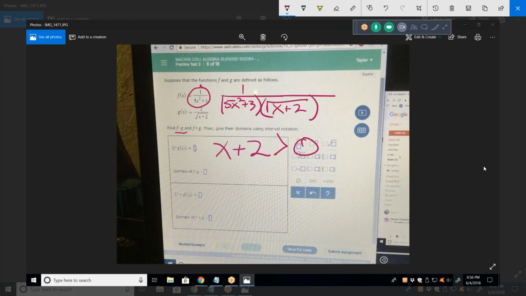So, what's the answer here? For this one, it would be x is greater than -2. And in interval notation? It'll be parentheses -2 to positive infinity. And that's it. And it turns out that that's a restriction on that same function right there, g of x, same domain.